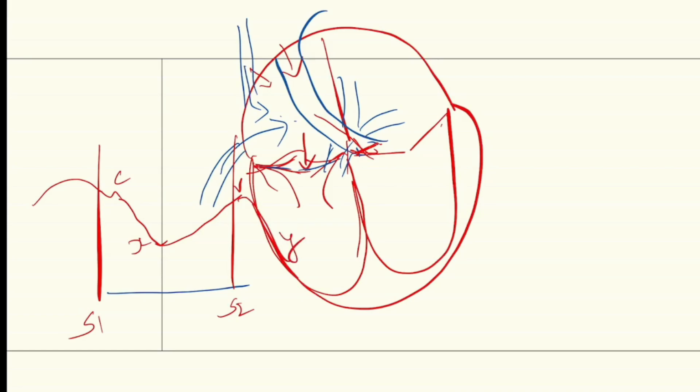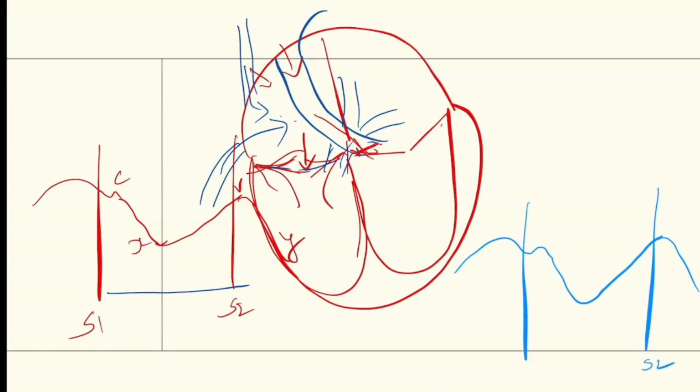So hope you understood the JVP. This is the A wave due to atrial contraction, C is due to bulging of the tricuspid valve, and the V wave is due to the continuous filling of the atria that occurs during ventricular systole, and then the Y descent. So here comes the S2, and here comes the S1, and this is the systole. So this is the basic thing you should remember regarding the waveforms.